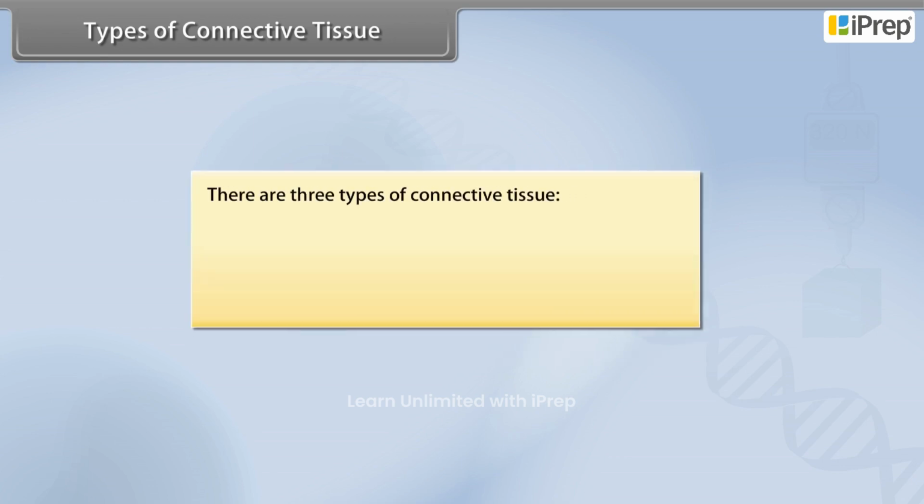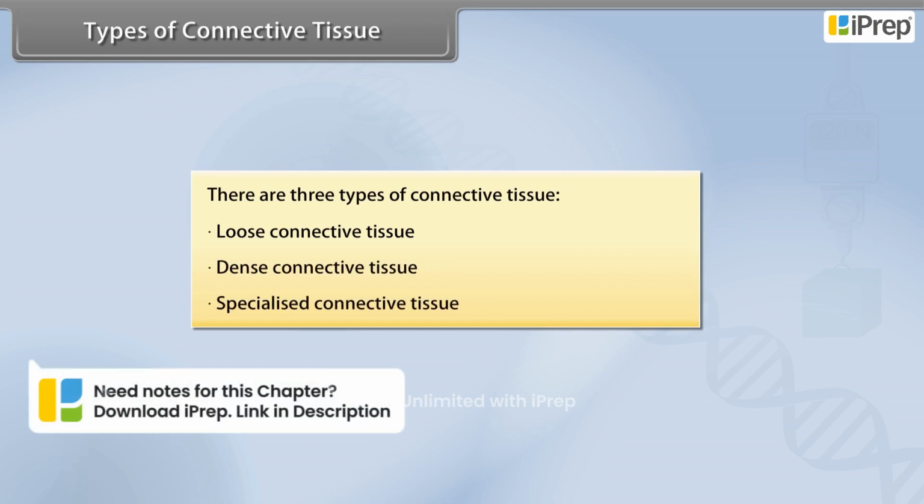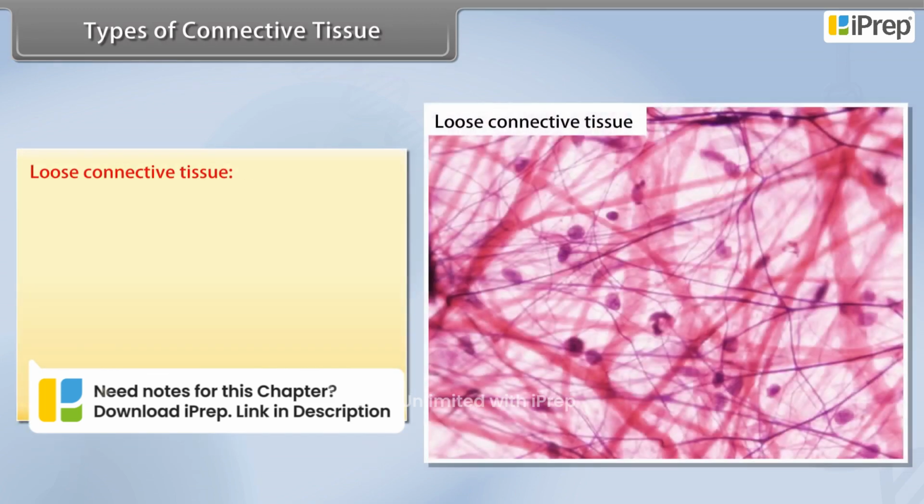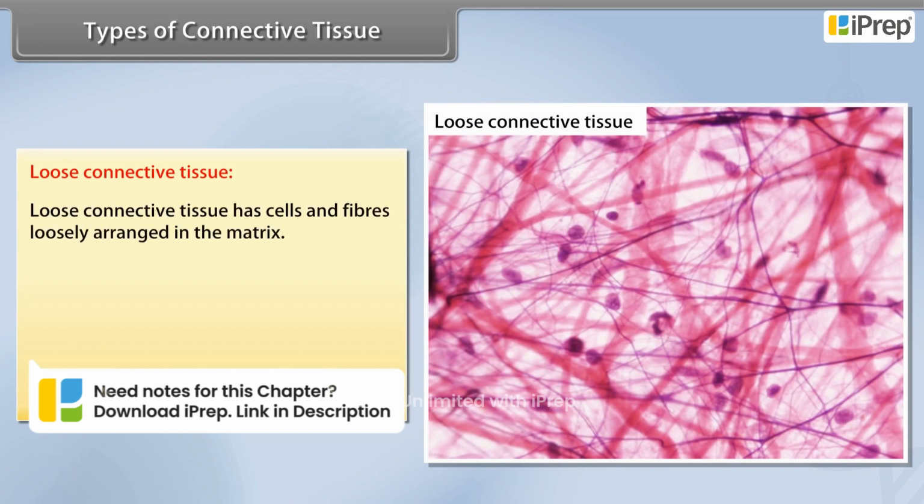Types of connective tissue. There are three types of connective tissue. They are loose connective tissue, dense connective tissue, and specialized connective tissue. Let's know them one by one. Loose connective tissue. Loose connective tissue has cells and fibers loosely arranged in the matrix.